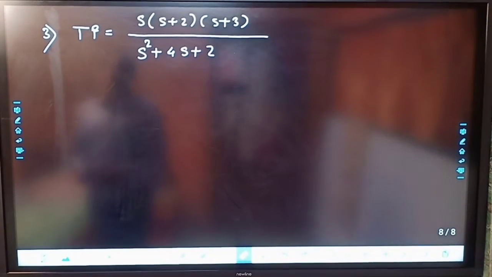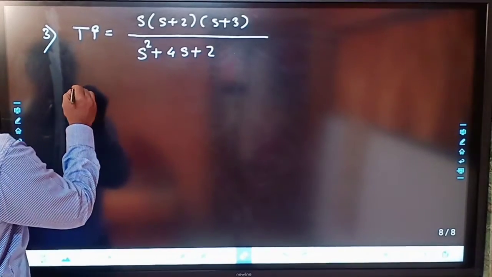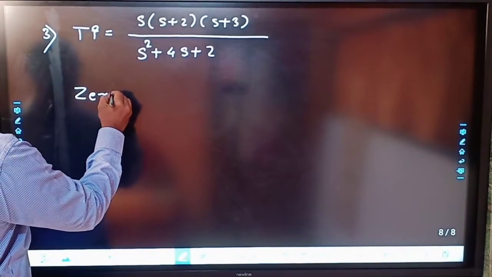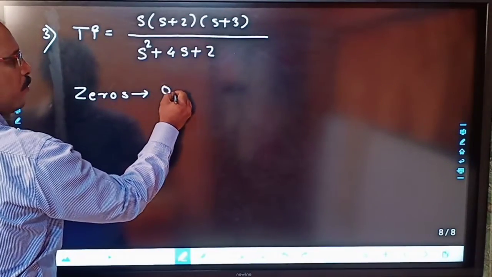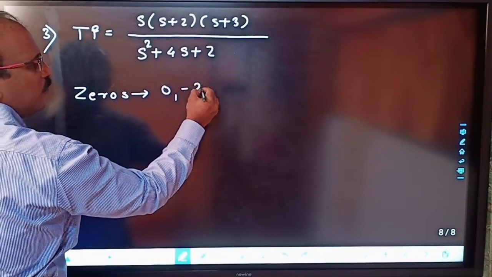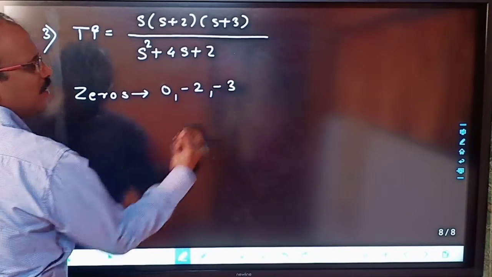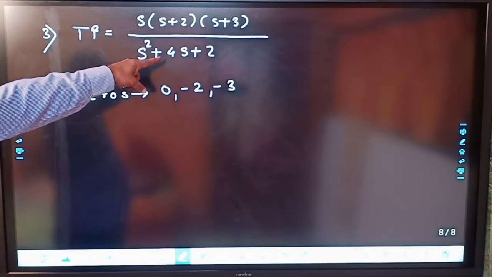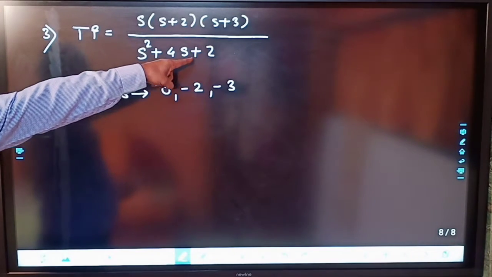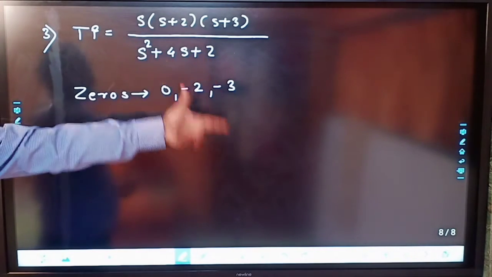First we will solve this. So you can write the zeros. Writing zeros is very simple. Okay, here 0, then here will be -2, here will be -3. But how to write the poles? Can you get the root of this? This is something complex. This is a quadratic equation. So we cannot directly split it into two parts.